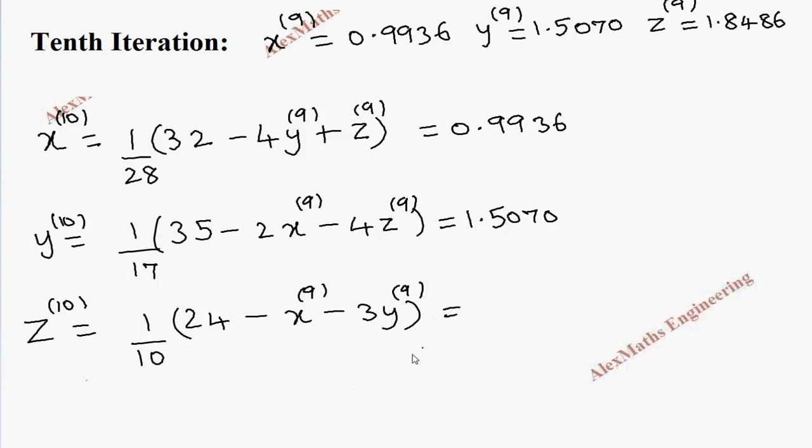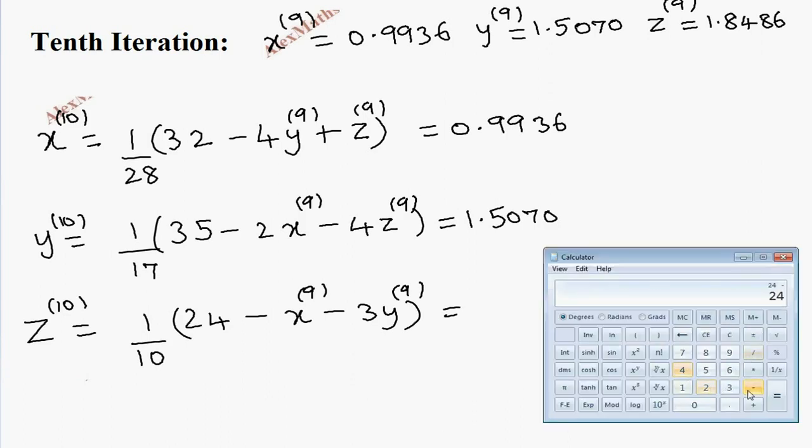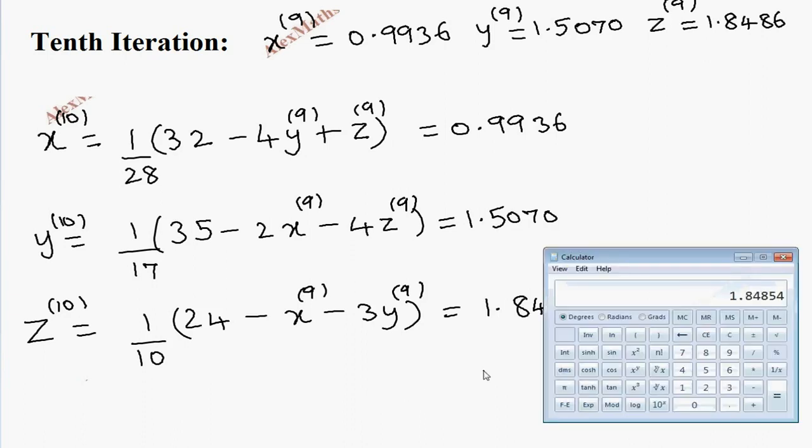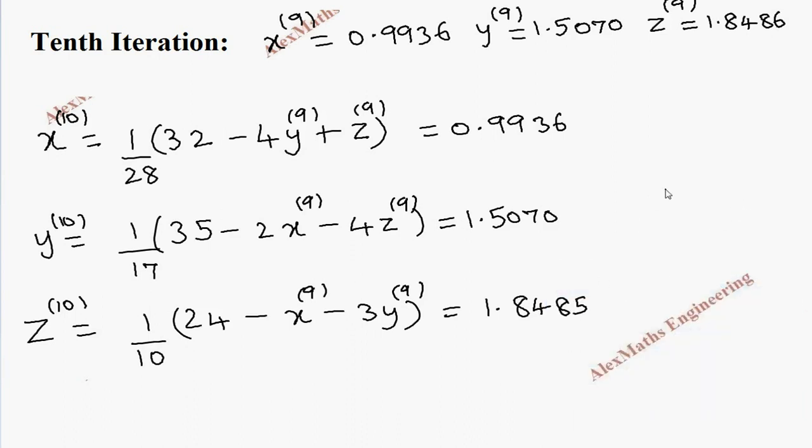And third part, it is 24 minus x of 9, 0.9936, minus 3 into y of 9, 1.5070. This whole value divided by 10. So we get 1.8485, after rounding off to 4 decimal places. Now we shall go for one more iteration because the last value is not exactly matching. There is a small variation.